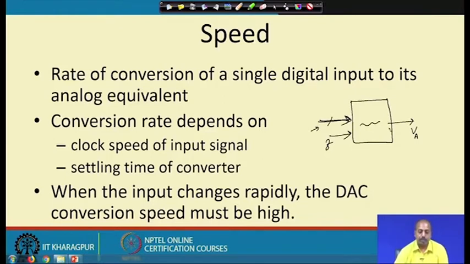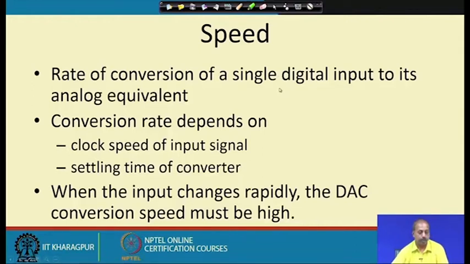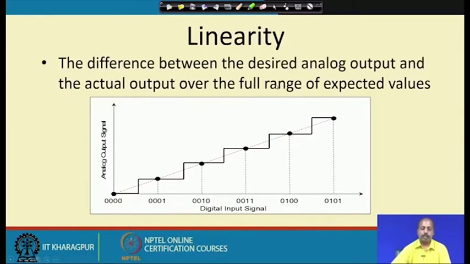So, that is why the conversion rate will also depend on the settling time of the converter, and when the input changes rapidly, the DAC conversion speed must be high. This is particularly true when we have a high-end microprocessor or microcontroller which can produce output at a very high rate. The DAC that we take should also be able to cater to that speed. That is why the choice of DAC is application dependent, and we have to be careful there. The next important issue that we have is the linearity.